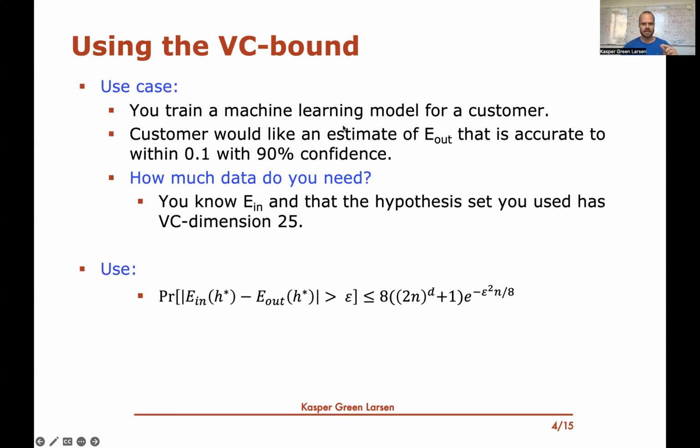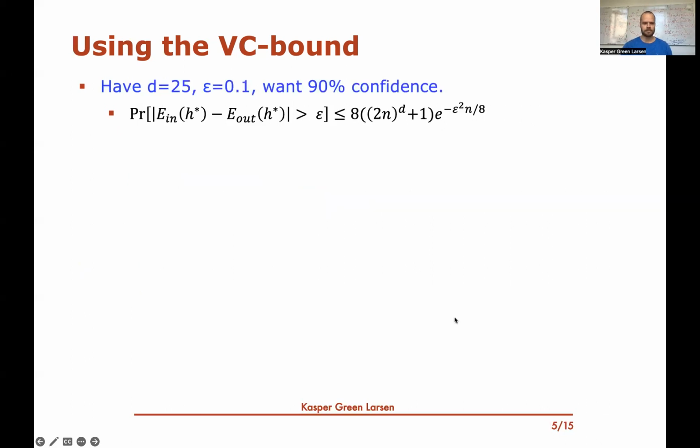So let's try to do that just to see how these different numbers here fit into the formula. So, right, so what we said was that the VC dimension was 25. And what we also said is that we would like an estimate that's accurate to within 10%, which means, and we could compute the in-sample error, right? We know the in-sample error. So we can say, okay, if I want an estimate of the outer sample error that's accurate to within 10%, then I need this epsilon to be 10%.